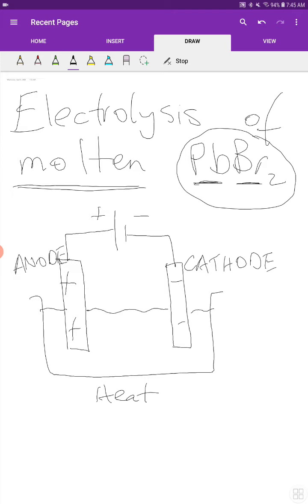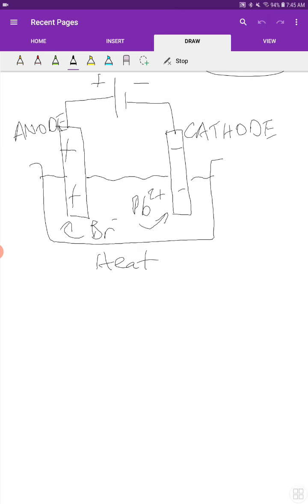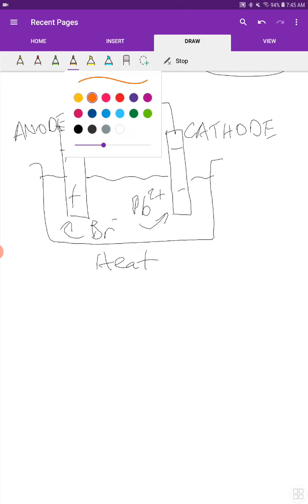Okay? Now, in our electrolyte, we're going to have our lead ions and we're going to have our bromide ions. The negative ions, the anions, are going to move to the anode, and the positive ions, the cations, they're going to move to our cathode. So remember, first question you can be asked, what substance is discharged at each electrode?